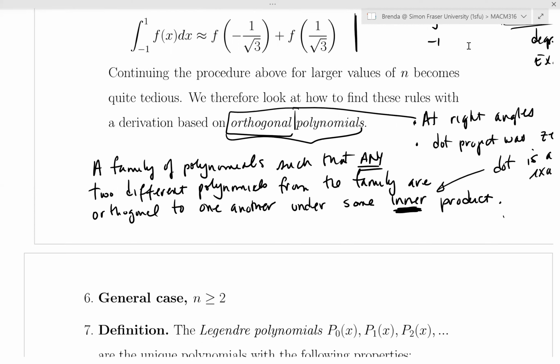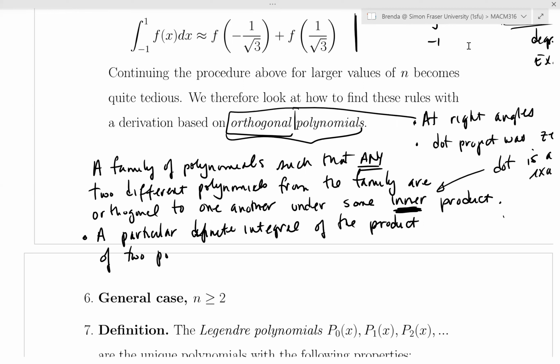Okay, so in this case, the inner product is what we're getting at: we'll have a particular definite integral of the product of two polynomials that is 0. Okay, so it's the same idea.